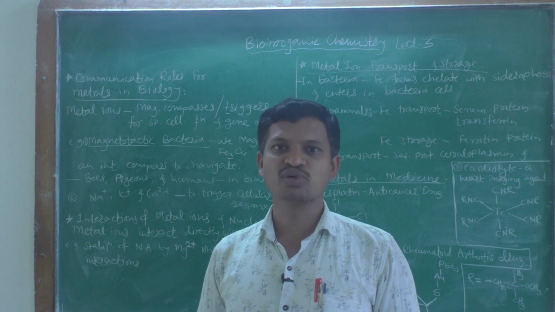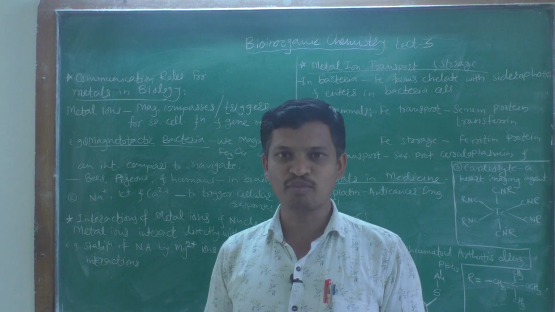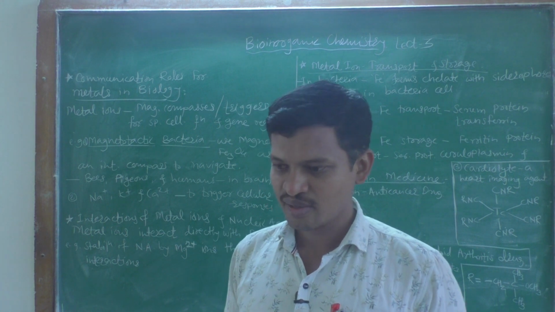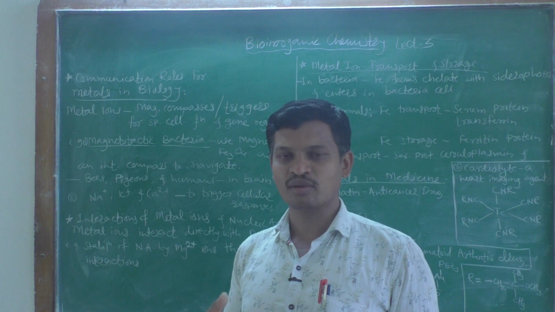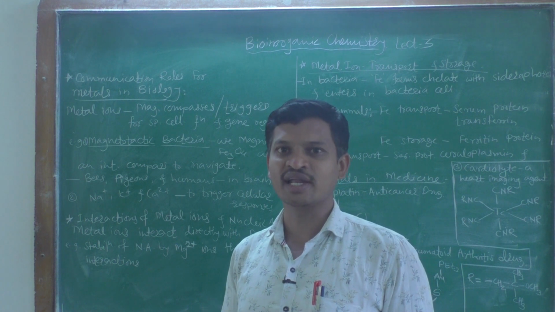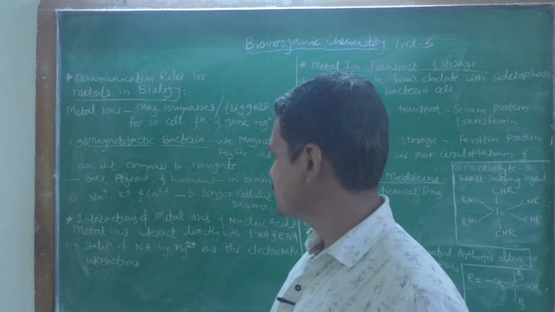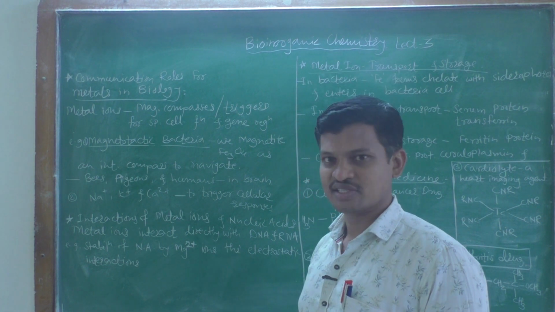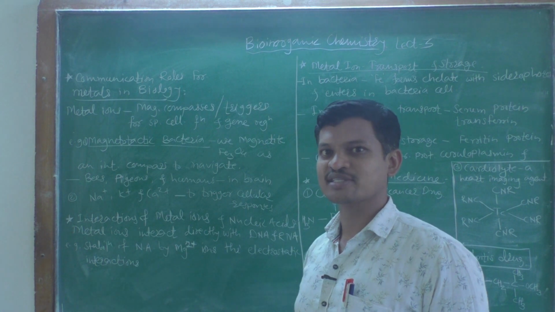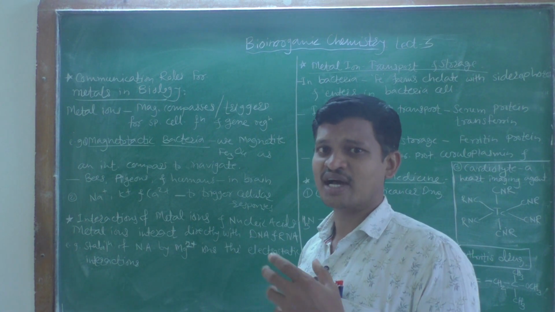So deoxyribonucleic acid and ribonucleic acids. These metal ions can bind to these nucleic acids, that is DNA and RNA, directly, and hence for stabilization of these nucleic acids, some metal ions are used.